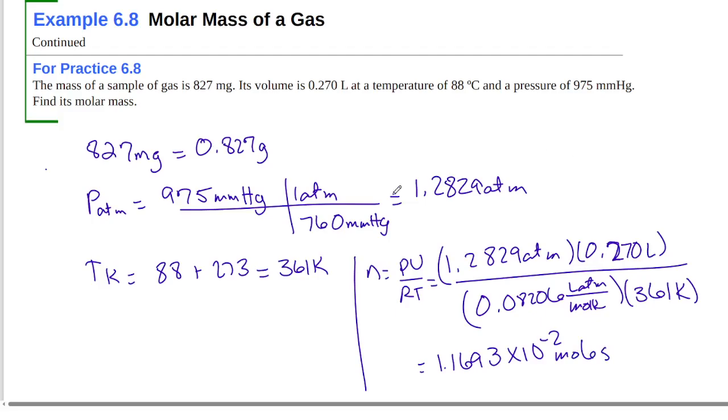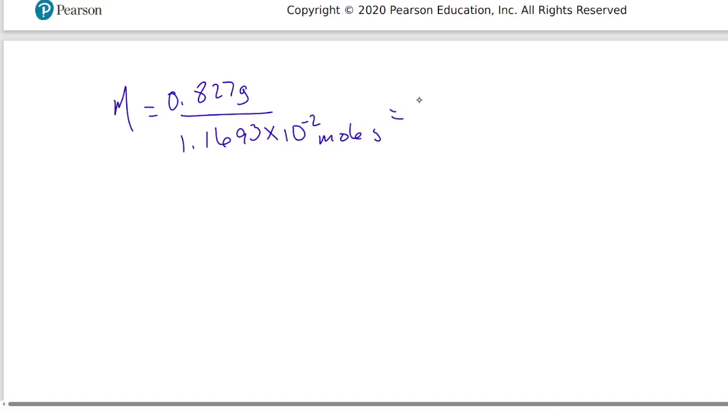Okay, now to solve this problem, we simply need to divide the mass by the moles, so the molar mass is equal to 0.827 grams divided by 1.1693 times 10 to the minus 2 moles, which is equal to 70.7 grams per mole.